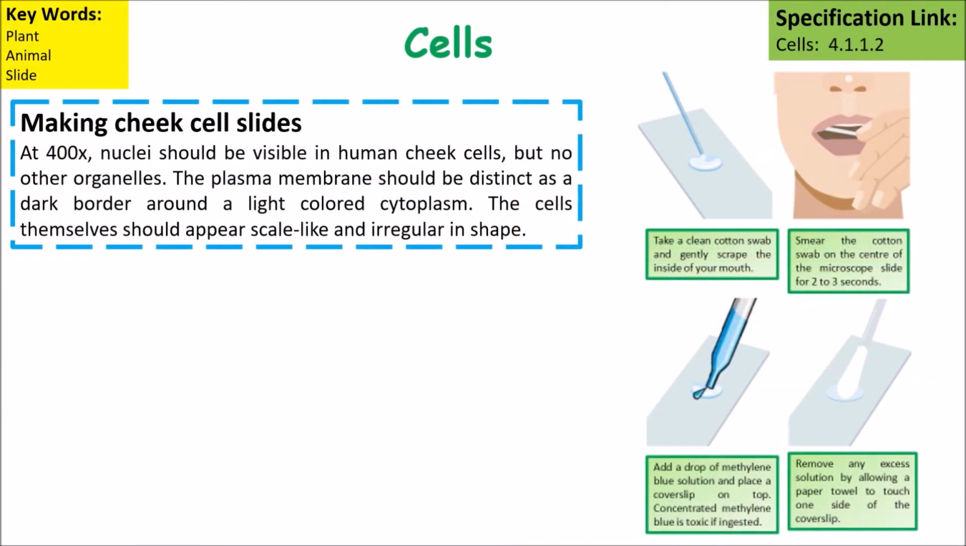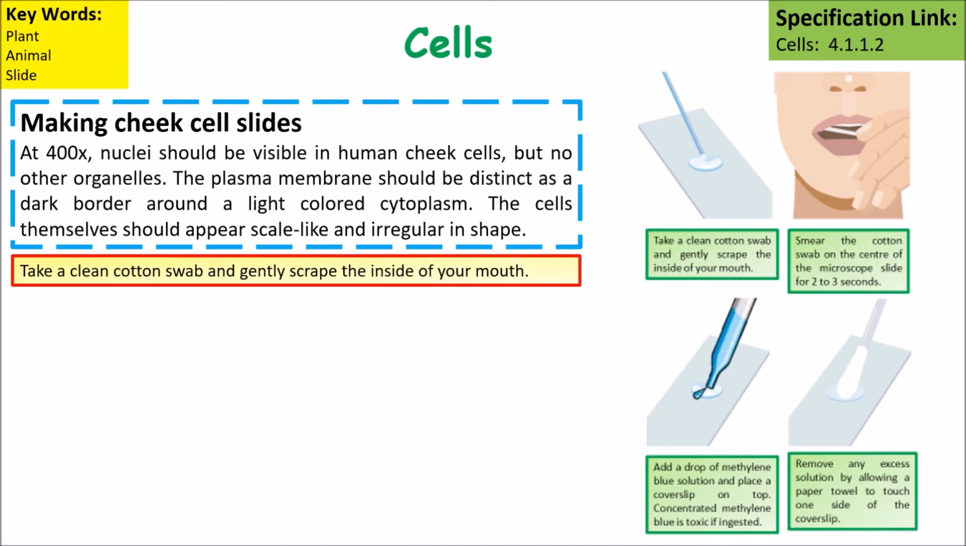When we look at making slides from cells, we need to follow a certain set of procedures to make sure that we get something that can be looked at underneath a microscope. The first thing we should do is take a clean cotton swab and gently scrape the inside of your mouth. This removes some of the cheek cells.